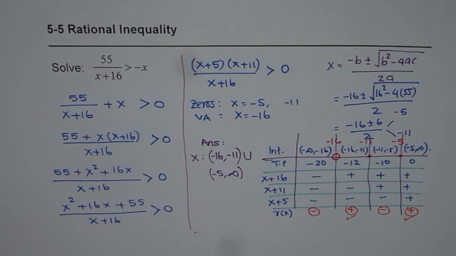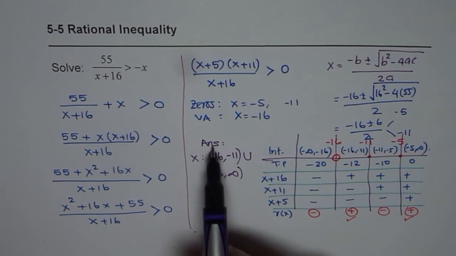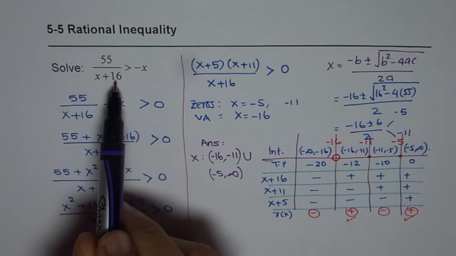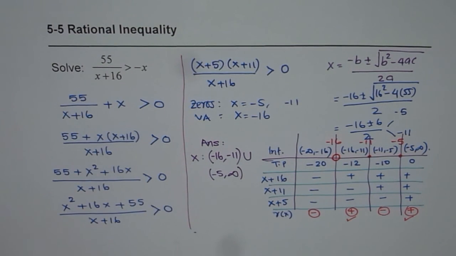Right? So that's how we can solve it. As a test, what you can do is you can always test for a zero. So as you can see, 0 is in your answer. If I write 0 here, I get 55 over 16, which is positive number. And so positive number is greater than 0, right? So that works. I hope that helps.